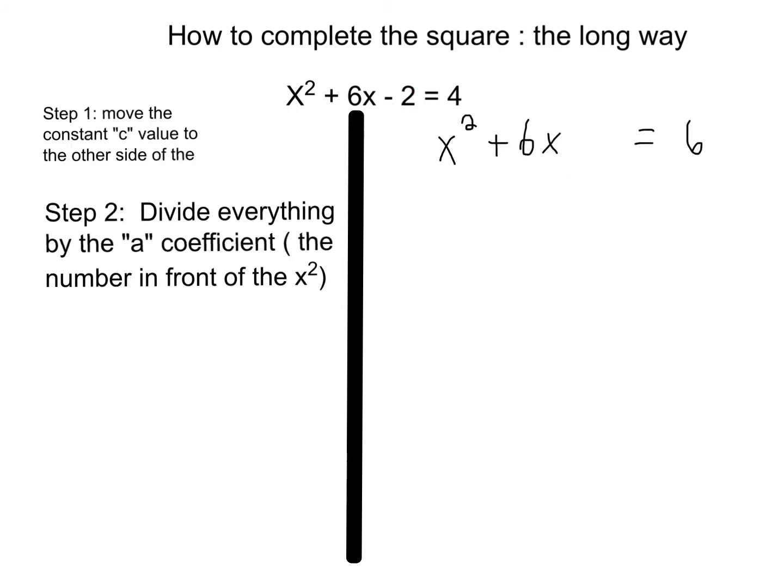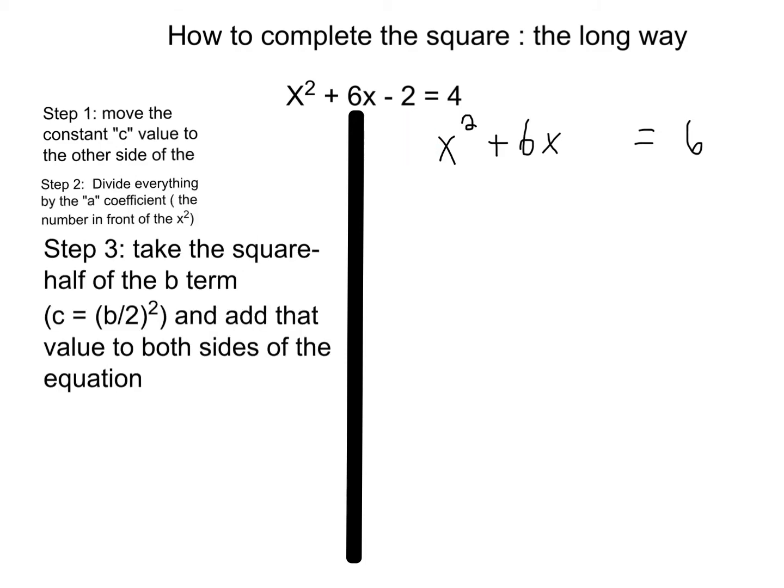Step 2, divide everything by the coefficient of a. Now, a would be the number in front of the square, but notice there's no number there. There's really a 1. So if I divide everything by 1, it doesn't really do anything for us. So we're okay there.